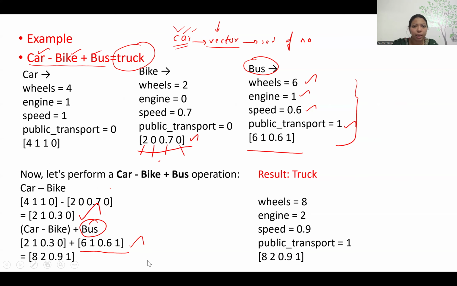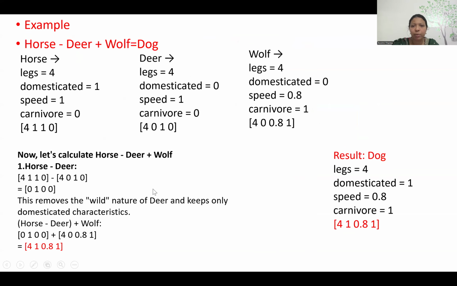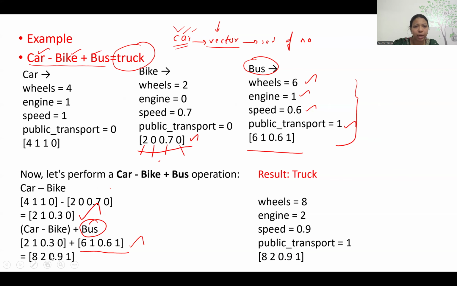So now if you check this, we can see this vector I got out of this. This vector is the value of a truck. If you consider features like wheel, I have 8, engine is 2, speed is 0.9, public transport is 1. So this is an example, okay?